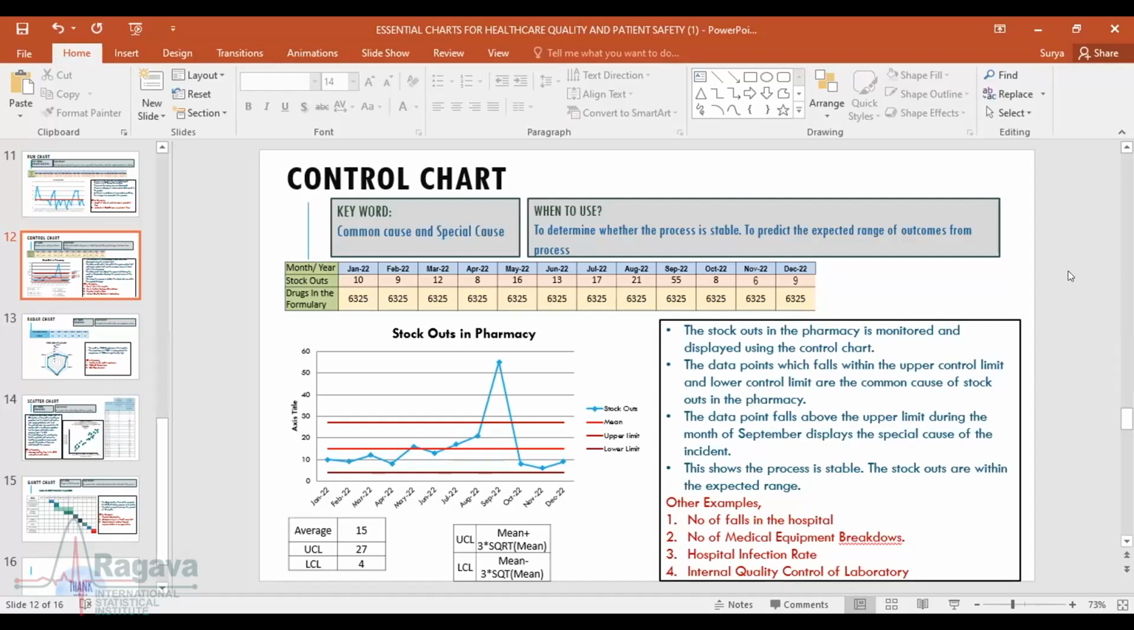Why? Why not run chart? Run chart also I can use, sir. But with control chart, I will be able to know within my limits where I am standing. So we can use either run chart or control chart. Yes, but which one is more appropriate? Is it possible to choose any one as per our convenience, sometimes run chart, sometimes control chart? I think it is control chart, sir. Control chart.